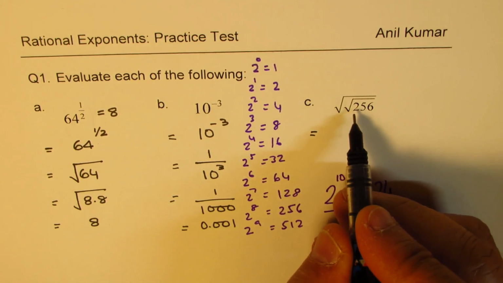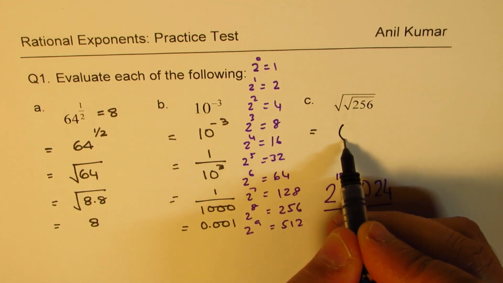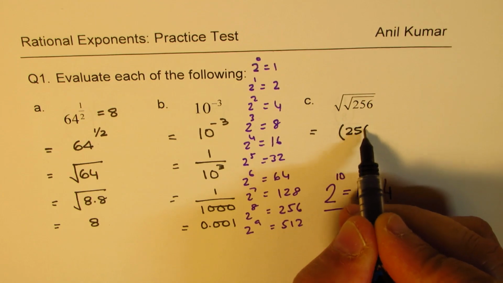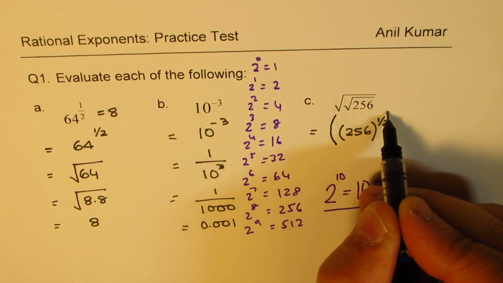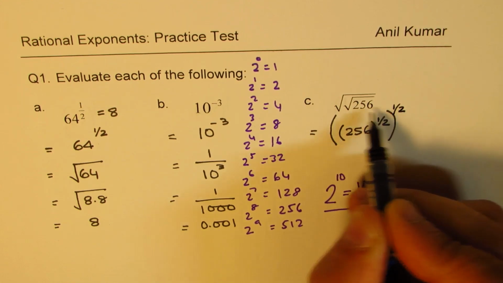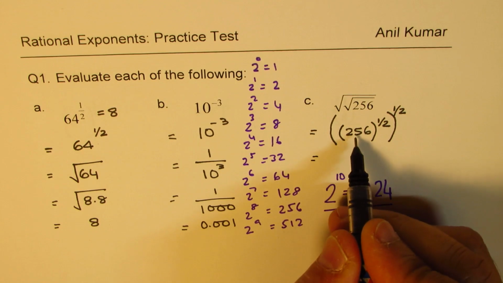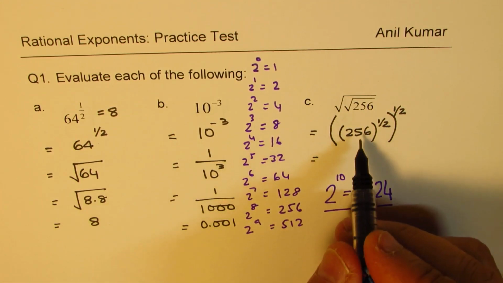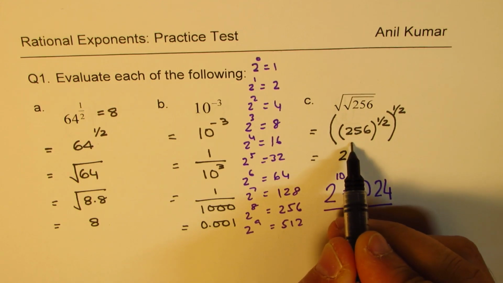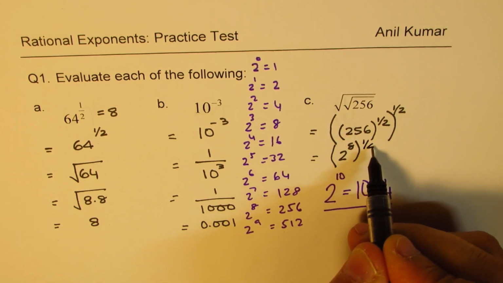So when we say this 256, you could work like this. We are actually saying 256 to the power of half, and then again we have a power of half over it. That is the meaning of these two square roots. And 256, as we just saw, is 2 to the power of 8, right? So you could write this as 2 to the power of 8 to the power of 1 over 4, right?